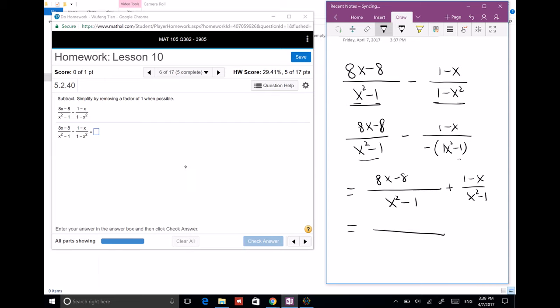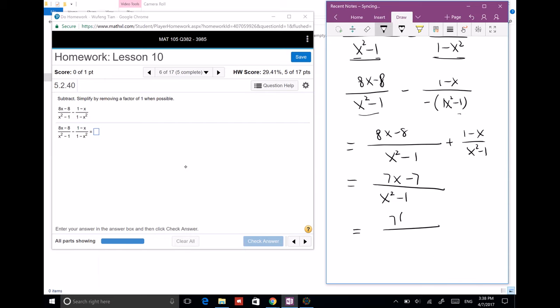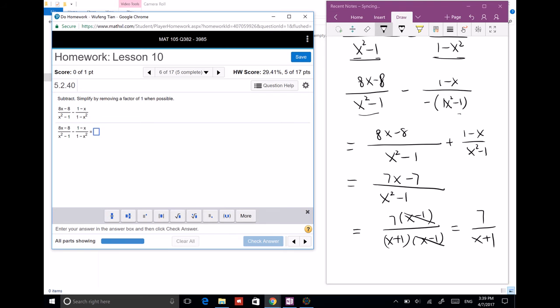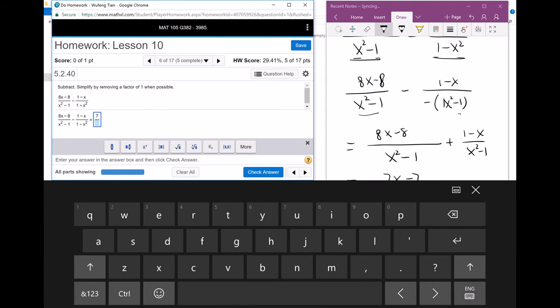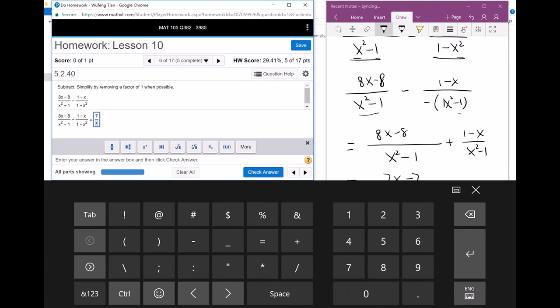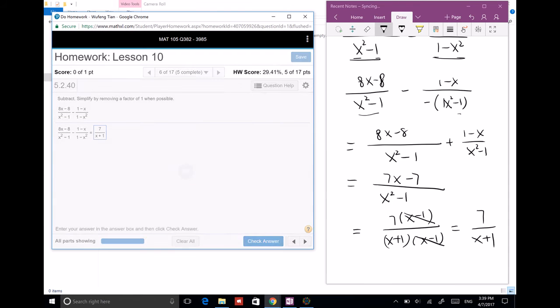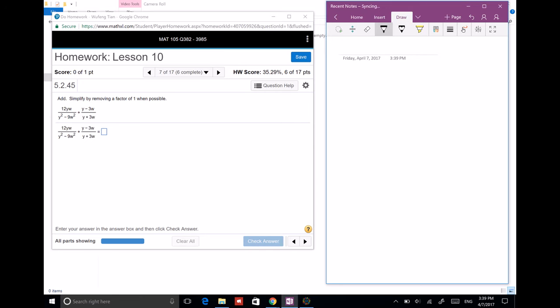Now we simplify 8x minus x, 7x minus 8 plus 1, minus 7. And then we simplify the x squared minus 1. So it becomes 7x minus 1 over x plus 1 times x minus 1, in fact the difference of squares formula. Reduce it. So the final answer is 7 over x plus 1, simplified by removing the common factor of x minus 1.